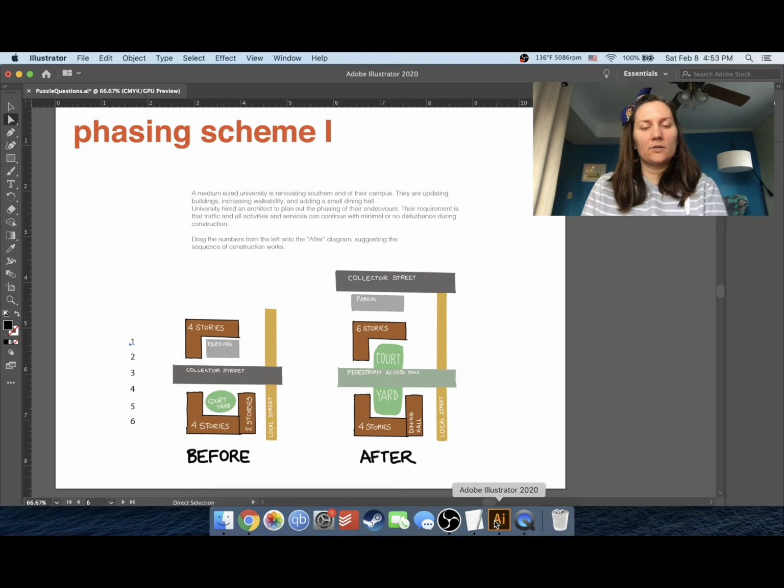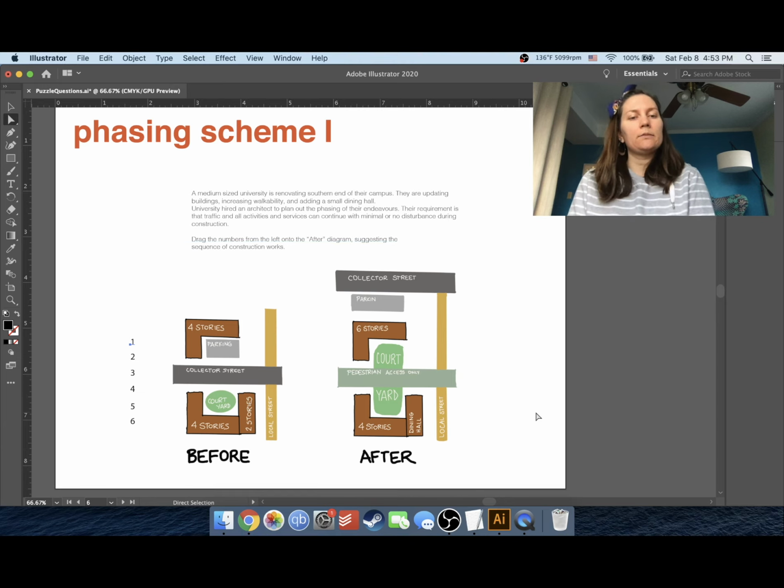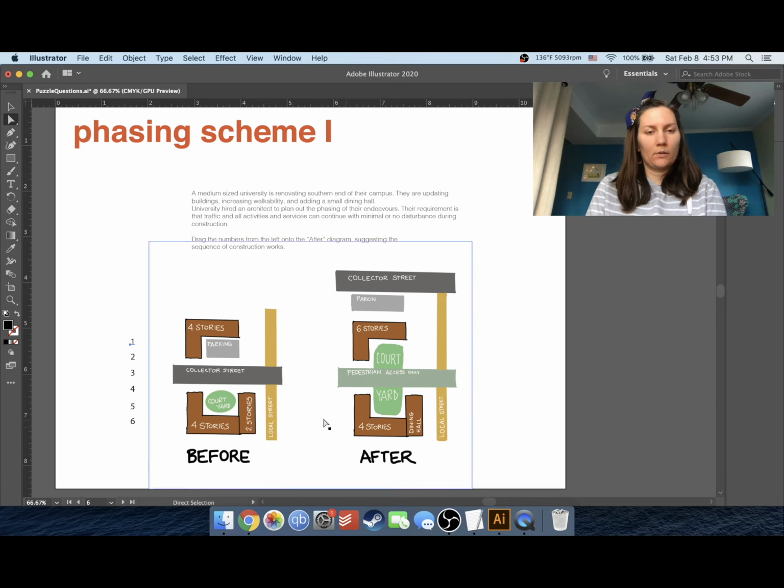So, again, just like previously, we're going to be looking at the graphic part first. And normally, these phasing questions are going to have a before and after piece in them. So you want to focus on what is different about them. So let's see here. Things that really stand out is that this collector street moved up, parking also moved up, and then this expansion of the courtyard happened.